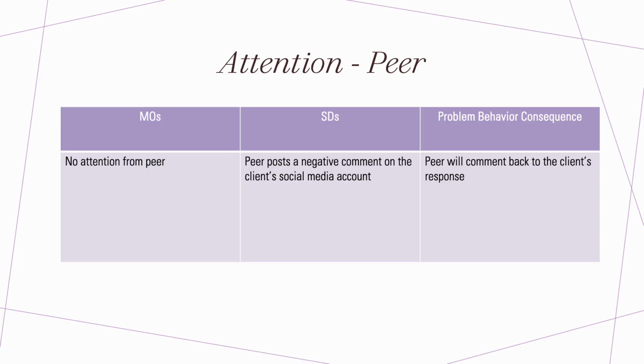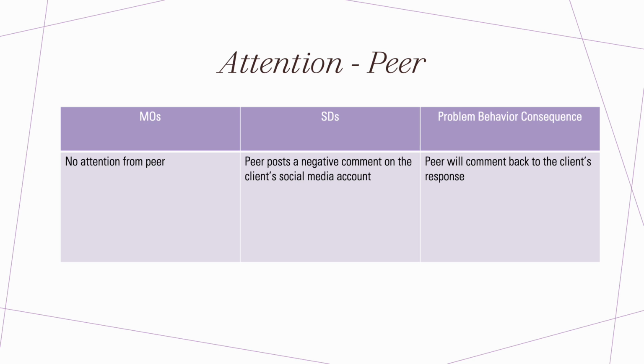Now we will discuss the first attention condition, the attention from peers condition. During this condition, the client would be provided with access to their computer, and the implementer would monitor whether they engage in any cyberbullying by sitting behind the client's computer at a distance. One of the child's peers would be asked to comment on the client's social media page. The comment would be an opinion that is the opposite of the client's, given this is what typically evokes the client's cyberbullying behavior. If the client engages in any negative or mean comments in response to their peer, the peer will make a follow-up comment to the client's comment.